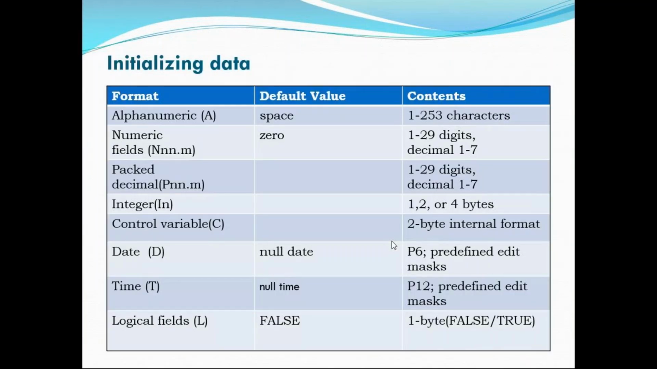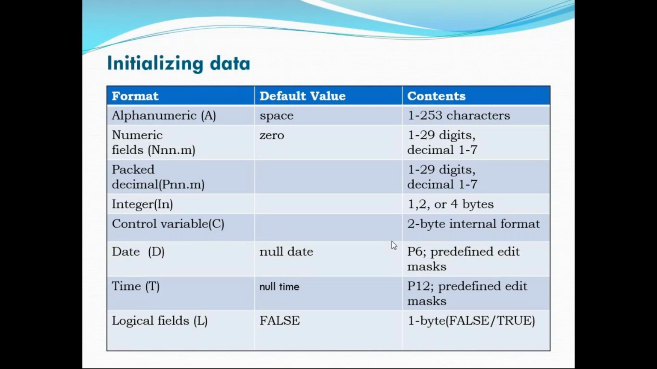Then we go to the initialization of the data. Initialization of the data is what we are going to see: the different data types available in Natural programming and the default value for each one. You people know the meaning of default value. If you don't provide anything, what value will be available within that particular column.